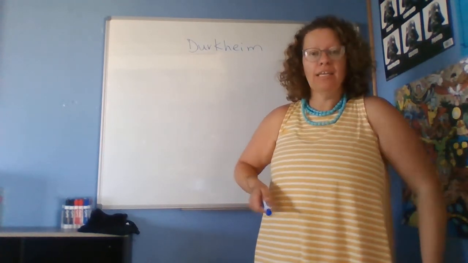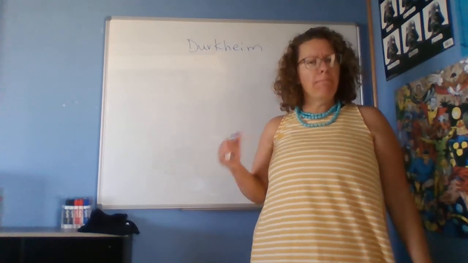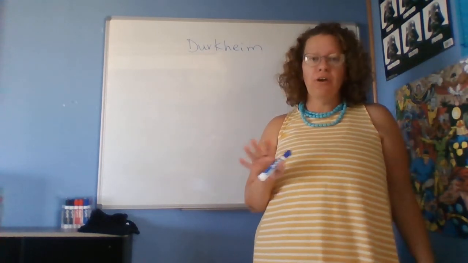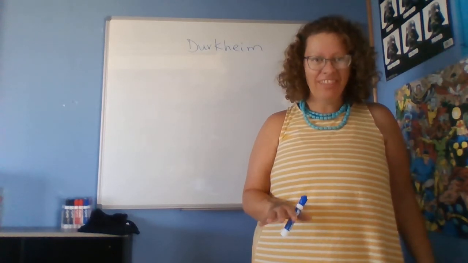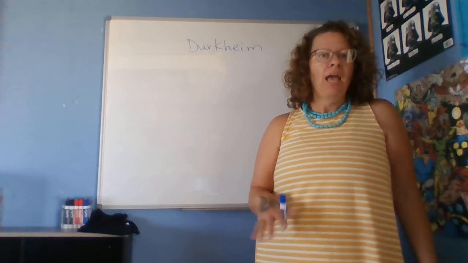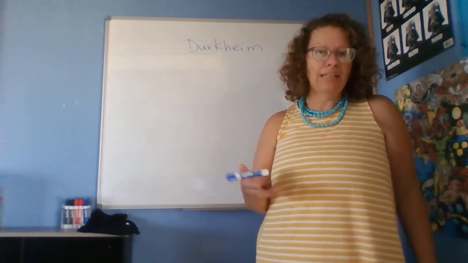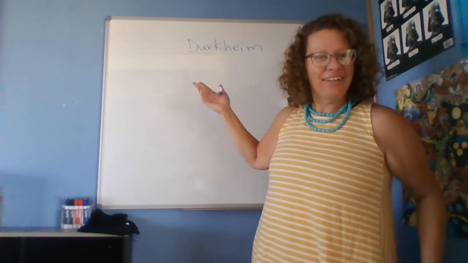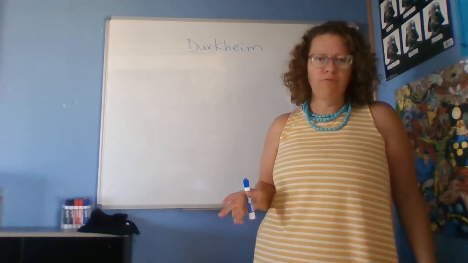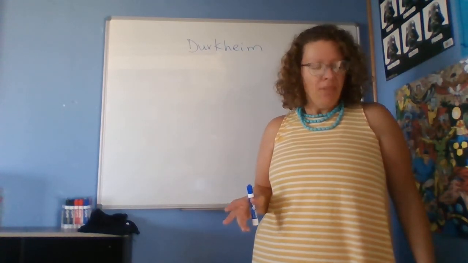And today we're talking about the first of the big sociological theories and how it developed. So the first sociological theory is called structural functionalism, and it develops through a guy named Durkheim. So today we're going to talk a little bit about Durkheim and how he got to this structural functionalist theory.